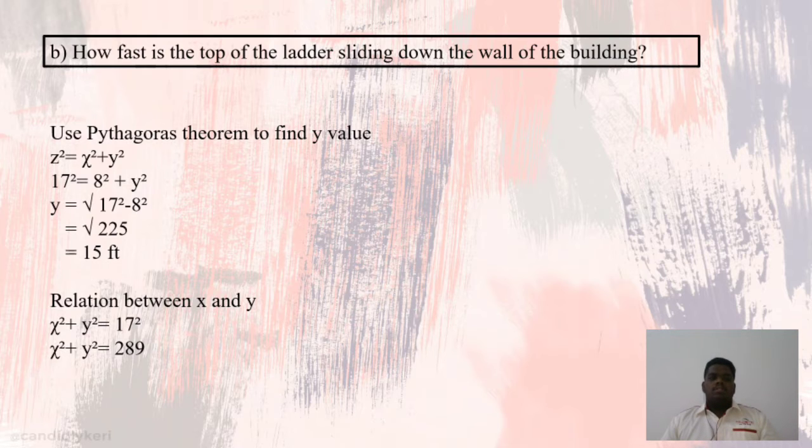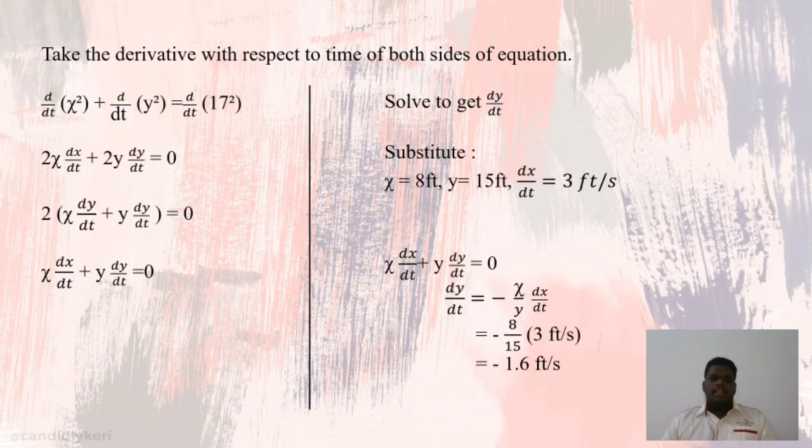Second, state the relationship between x and y, which is x squared plus y squared is equal to 17 squared, and take the derivative with respect to time of both sides of the equation. Finally, to get dy over dt, substitute x equals 8 feet, y equals 15 feet, and dx over dt is 3 feet per second. And the final answer of dy over dt is negative 1.6 feet per second.